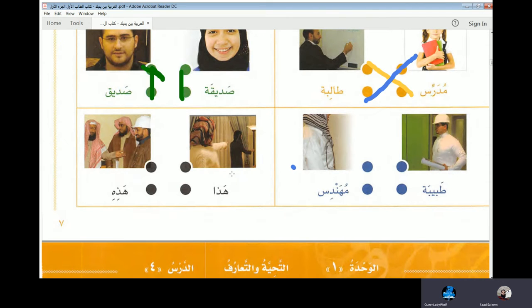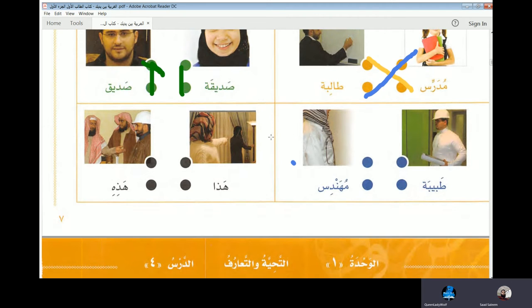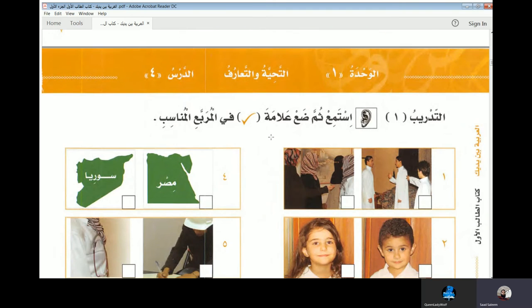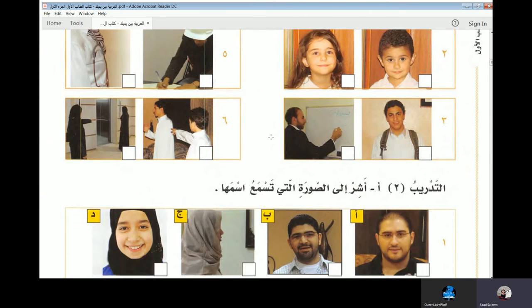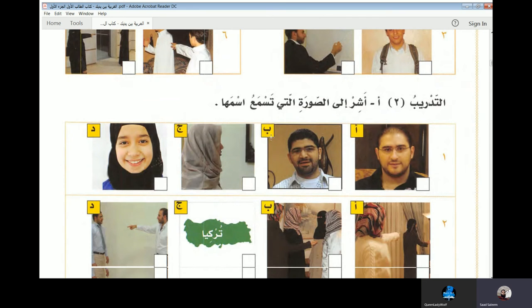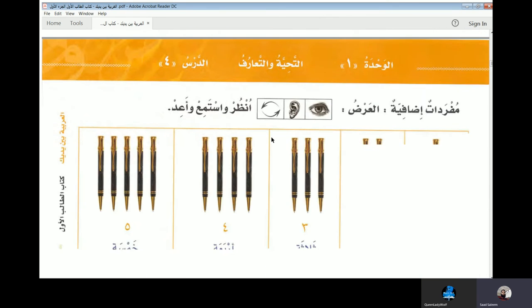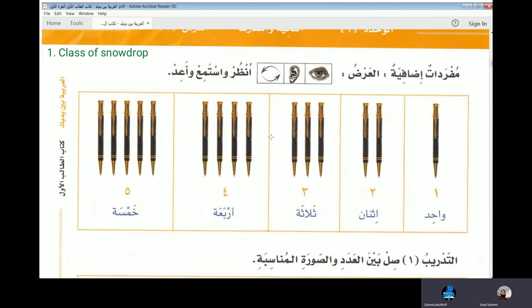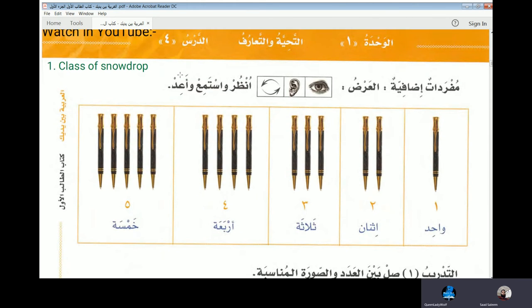And this book is called Arabic Between Hands. Skip this page. I've been working on this lately. And try to watch this video in your free time.